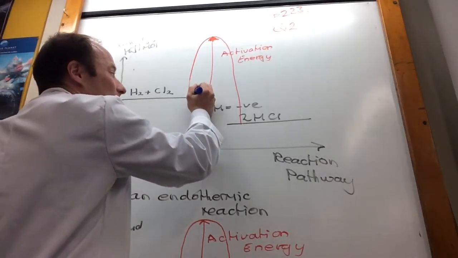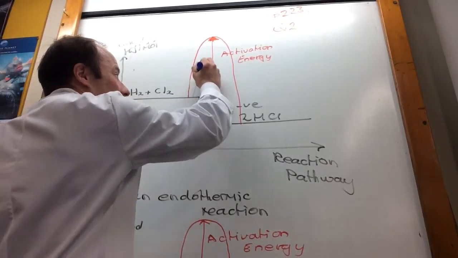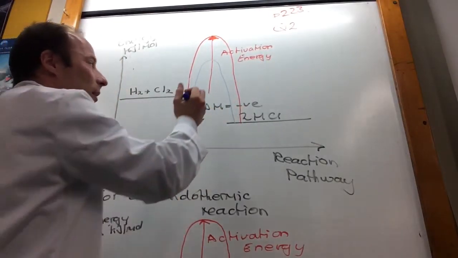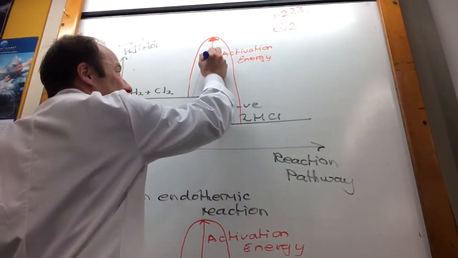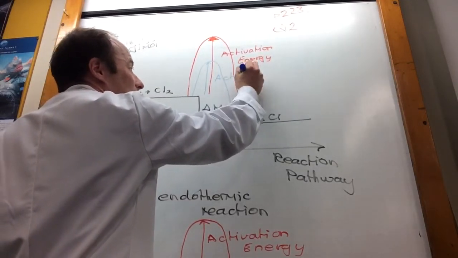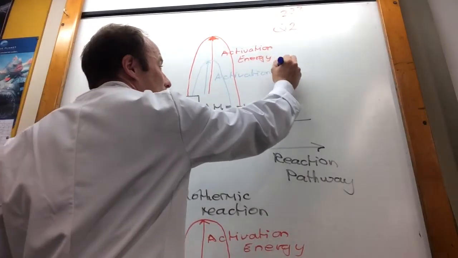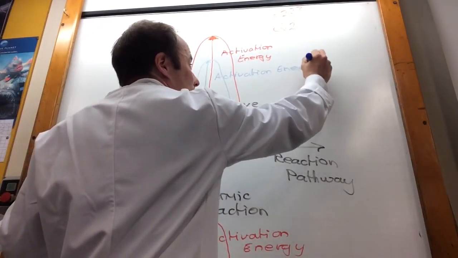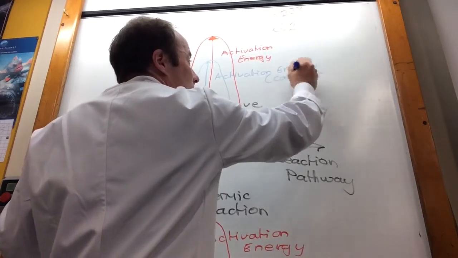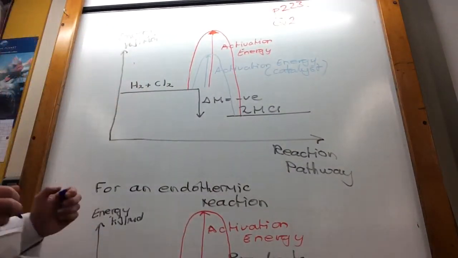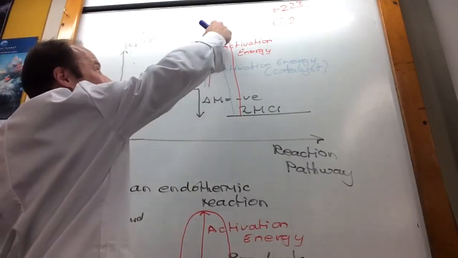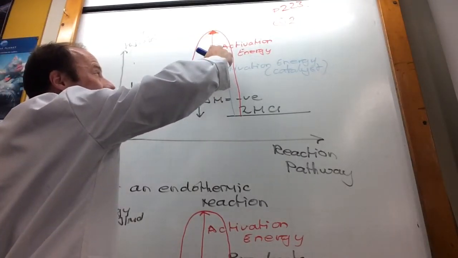If they ask you, just do another little hump, which is in blue. It is slightly lower, and then that distance there in blue is my activation energy with a catalyst. So it just shows how it lowers the activation energy. So rather than having to get all the way up here, they only need to get up here.